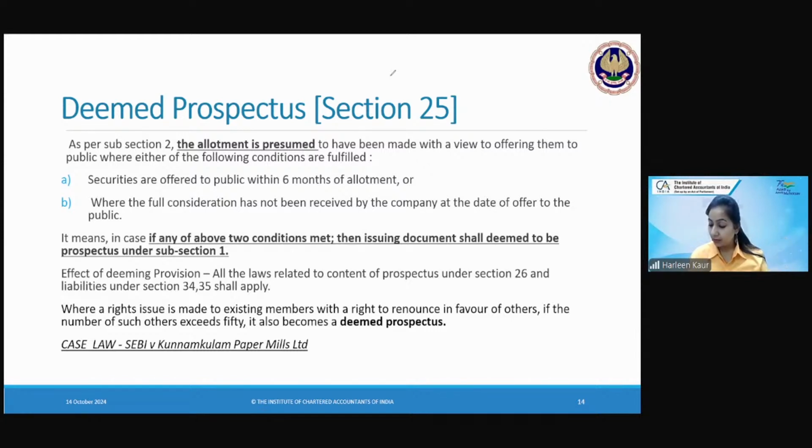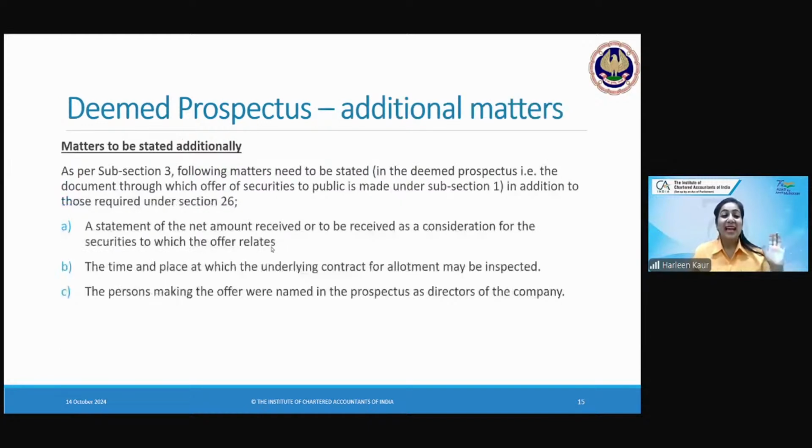Very good, very good. I'm not going to name, so many of you have given the correct answers. Wonderful. And these are the additional matters we have already done in deemed prospectus.